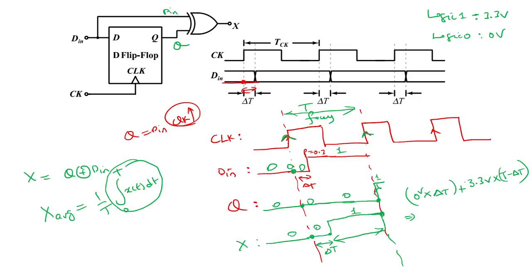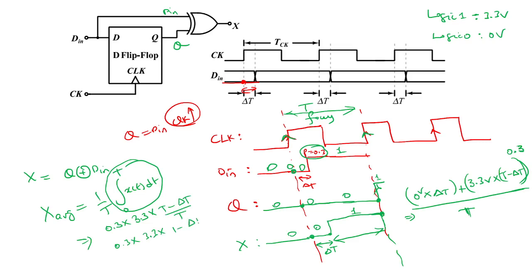But the main point here is this: there is a probability. If you are considering 1 with a probability of 0.3, you just multiply this with 0.3, since there is only a 30% chance that this has become like that. Otherwise, it's fine. What is the total? T. So this is 0.3 into 3.3 into (T minus delta t) by T. So this is 0.3 times 3.3 times (1 minus delta t by T).